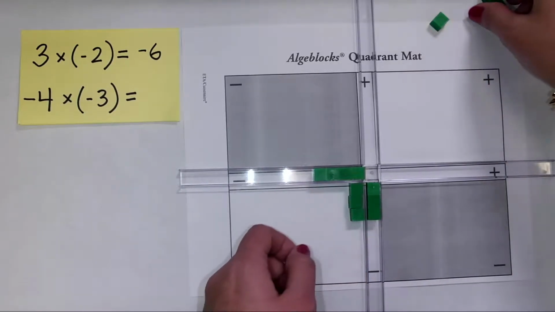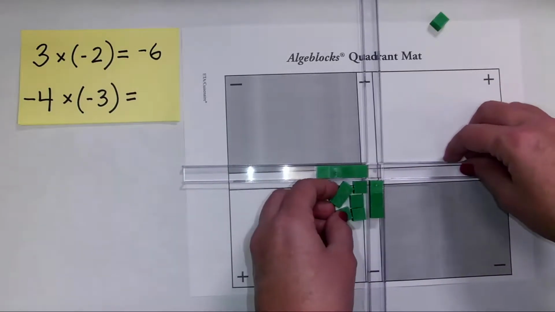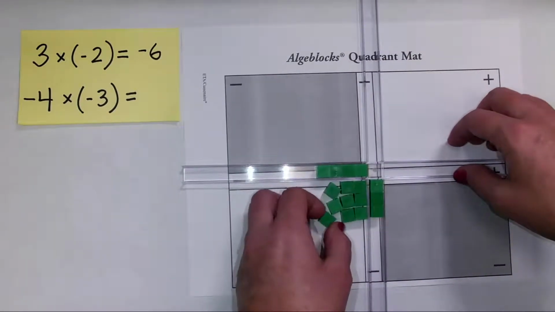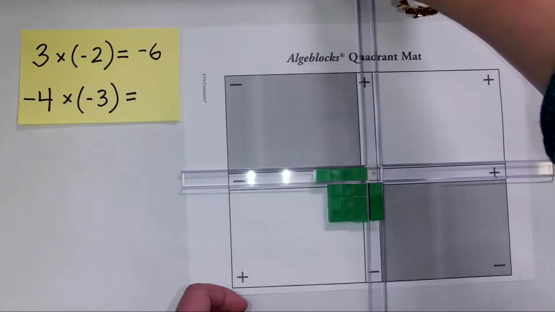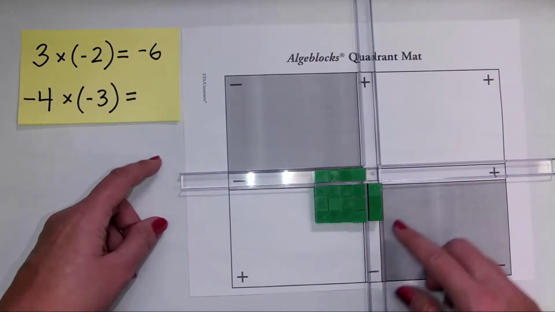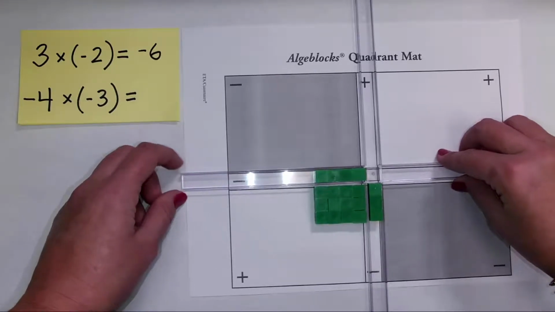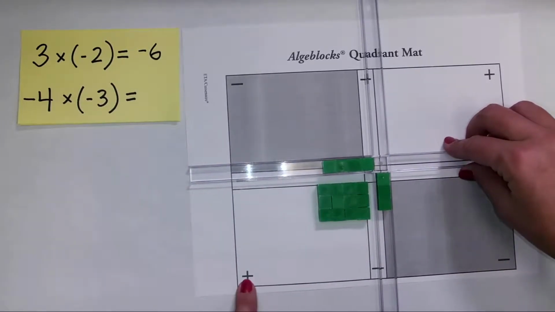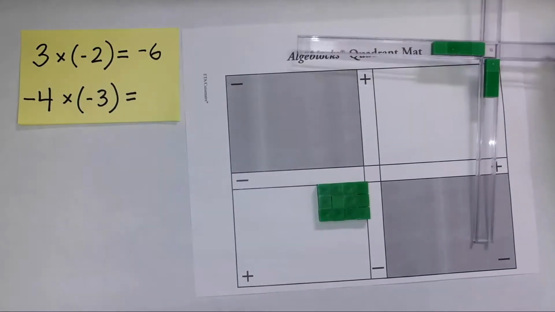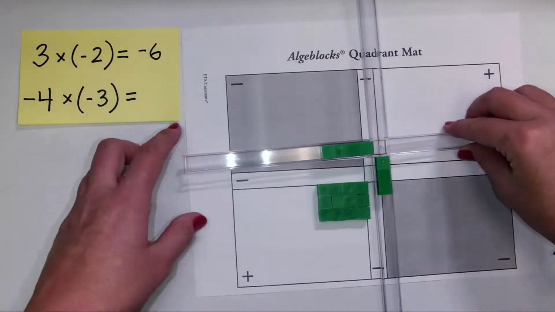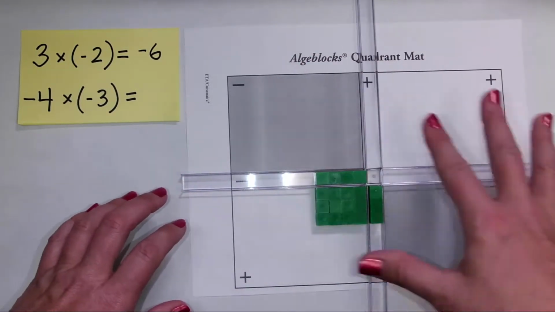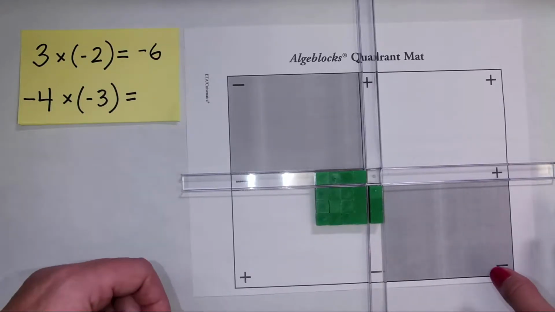So I'll place in one group of 3, a second group of 3, a third group of 3, I'll get them all lined up here, and a fourth group of 3. So when I have -4 times -3, my product is 12, positive 12. And sometimes it's helpful to remove what they call this factor track, so it's very easy to see the product right there.